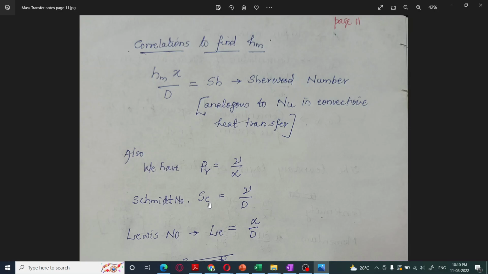Now, the Schmidt number, with the spelling SCHMIDT, is represented as Sc. Sherwood is Sh, which is analogous to the Nusselt number. So the Schmidt number is equal to nu by D. And we have a relation connecting alpha and D. So alpha by D is known as the Lewis number. Lewis number, represented by Le, is equal to alpha by D.